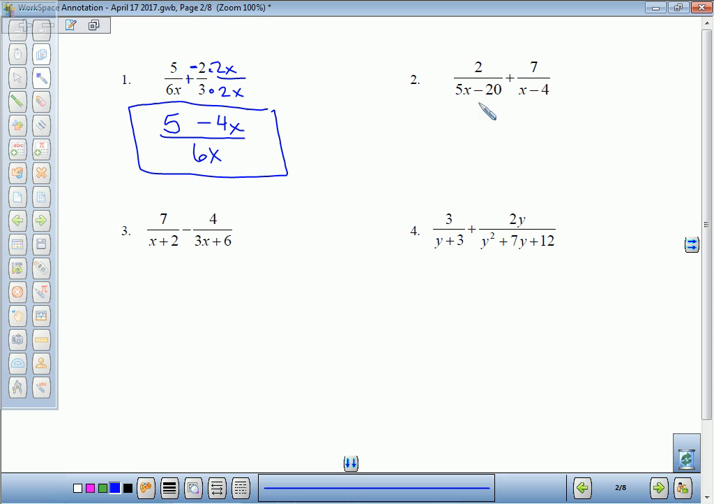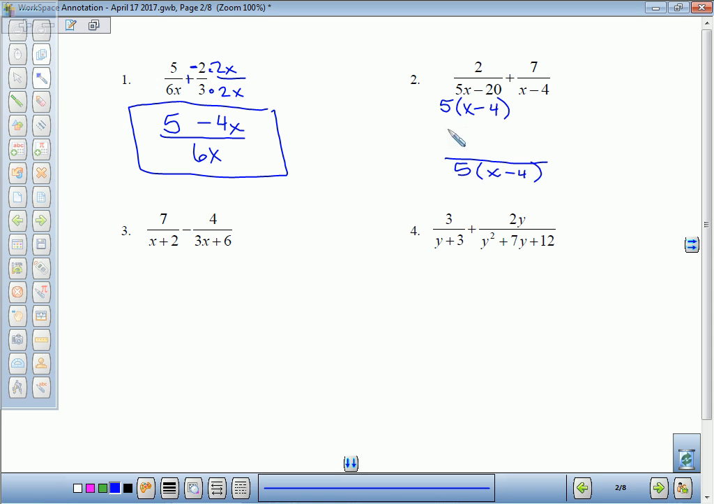Okay, number 2. We're trying to find a common denominator. Well, this denominator actually has a common factor of 5. And so our approach when we have these rational expressions is to go ahead and factor our denominator so we can truly see what we're working with. All right, so this is 5 times x minus 4. And this is x minus 4. So our common denominator would be 5 times x minus 4.